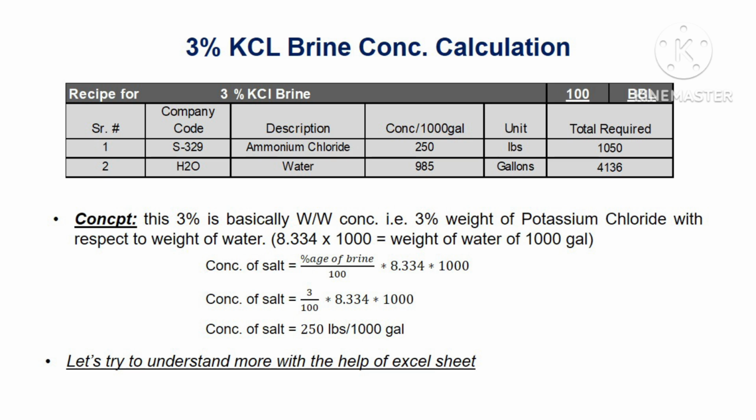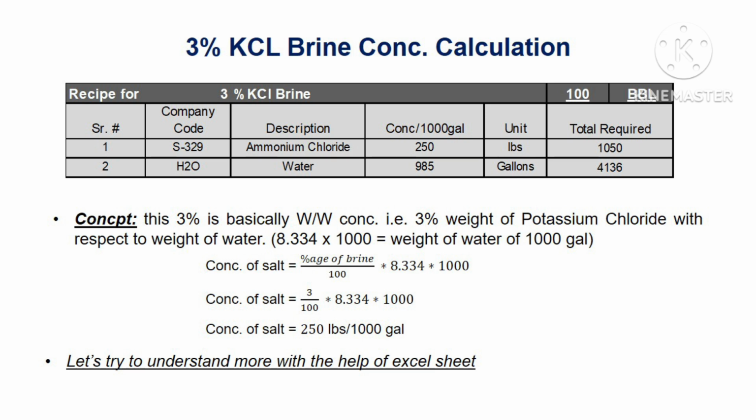Here we need to calculate 3%, so we put 3 in place of percentage of brine: 3 divided by 100 multiplied by 8.334 into 1000. Once we solve, we get the result, 250 pounds per thousand gallon. So the procedure is, whatever the salt percentage we have to calculate, for example 3%, divide 3 by 100, multiply with the density of water, that is 8.334, then multiply with 1000. The number we get will be the concentration in pounds per thousand gallon for that particular brine.